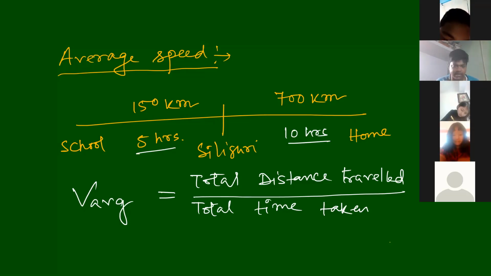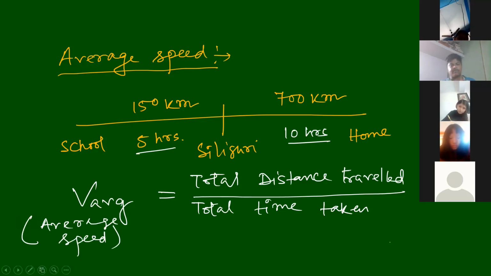Maximum of numerical questions will involve the concept of average speed. So that's why I have told you the formula: V average, that means the average speed, equals total distance traveled divided by total time taken. Here V average means average speed. You can write down average speed equals to that formula as well.